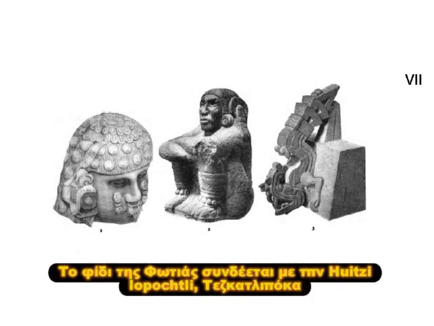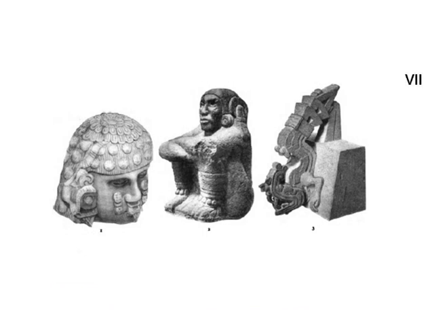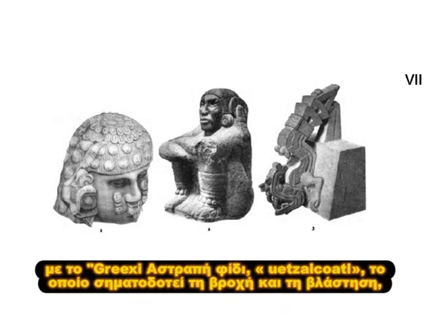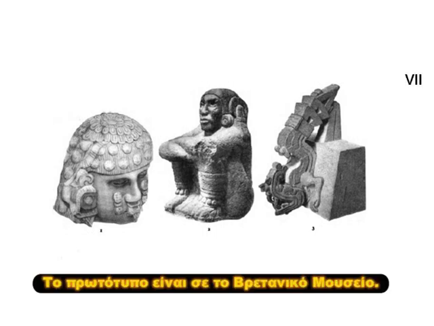The fire snake is associated with Huitzilopochtli, Tezcatlipoca, and the fire god, Xiuhtecuhtli, and stands, perhaps, in a kind of opposition to the Greek sea feathered snake, Quetzalcoatl, the latter signifying rain and vegetation, the former drought and want. Original is in the British Museum.